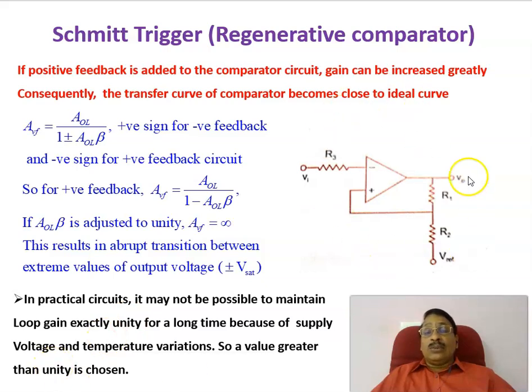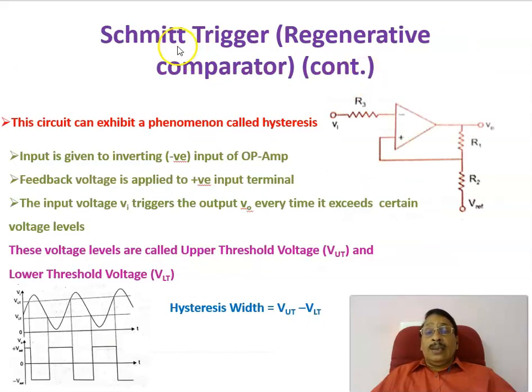Therefore, this is the circuit diagram of a Schmitt trigger. Let us analyze that circuit diagram in the next slide. Continuing with the Schmitt trigger circuit, the same circuit is shown here. The input resistance, say R3, is connected to the input voltage, and R1 and R2 are the feedback resistances. The output voltage V0 is either plus Vsat or minus Vsat, and this is the reference voltage applied.